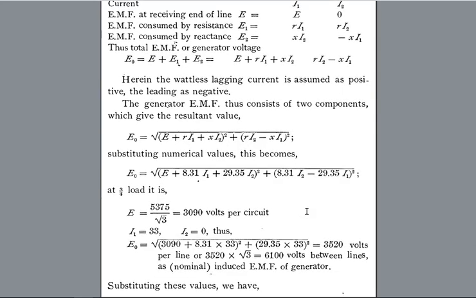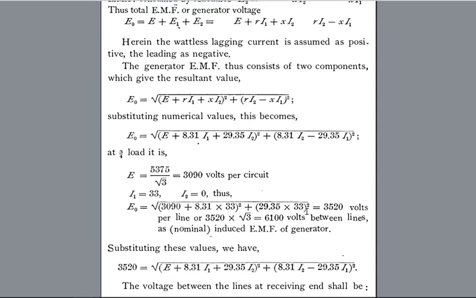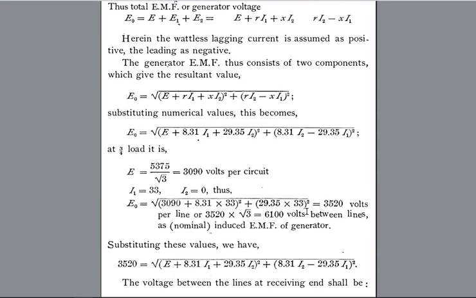The generator electromotive force thus consists of two components, which give the resultant value EG equals square root of the quantity E plus RI1 plus XI2 squared, plus the quantity RI2 minus XI1 squared. Substituting in numerical values, this becomes EG equals square root of the quantity E plus 8.31 I1 plus 29.35 I2 squared, plus the quantity 8.31 I2 minus 29.35 I1 squared.